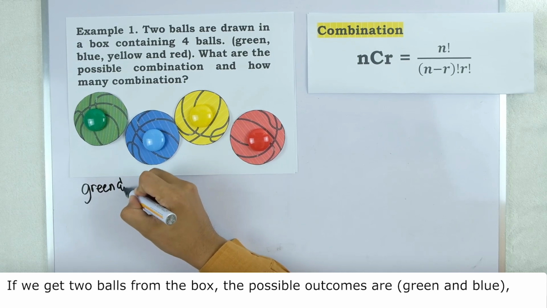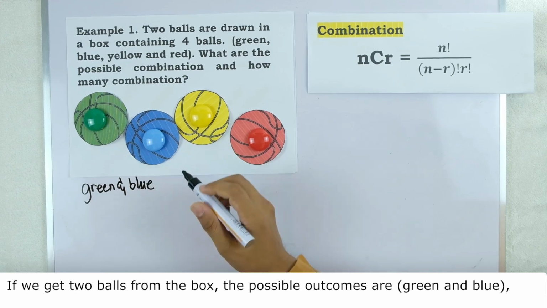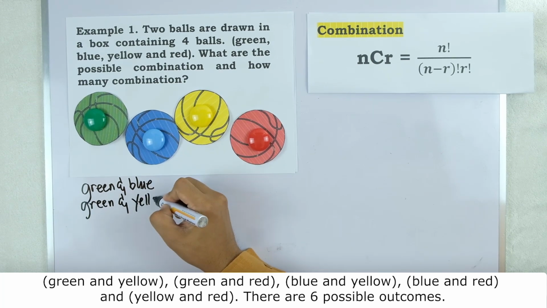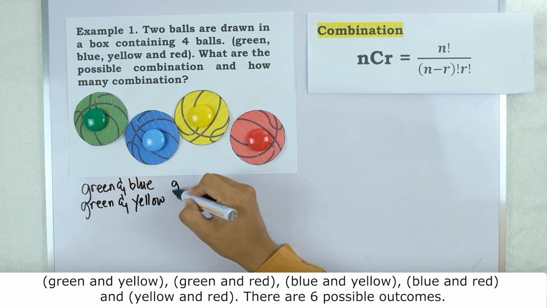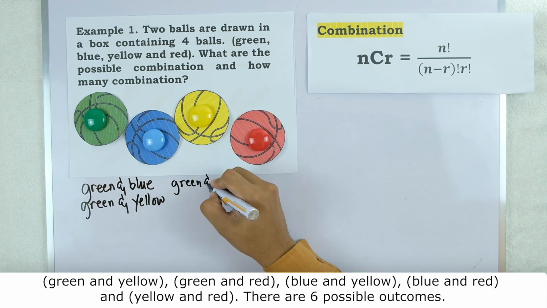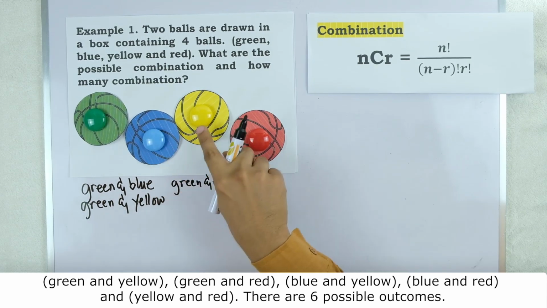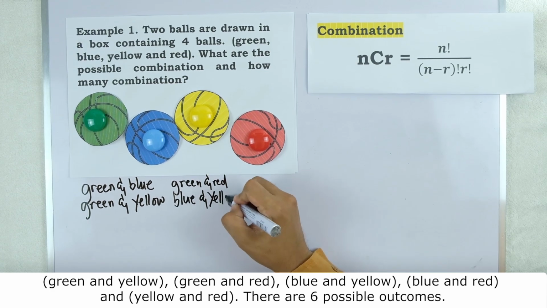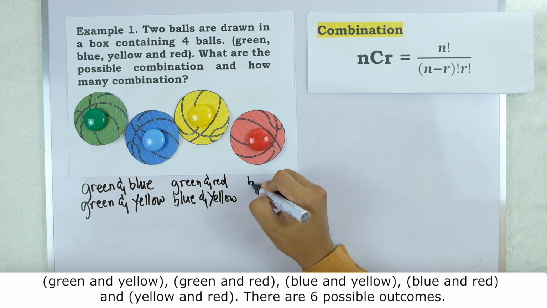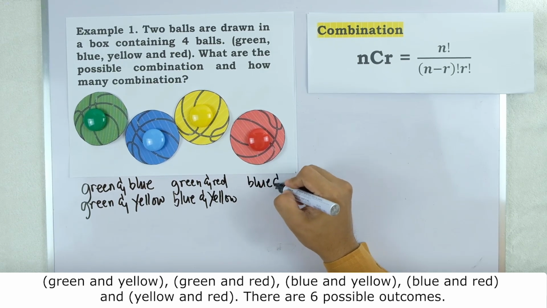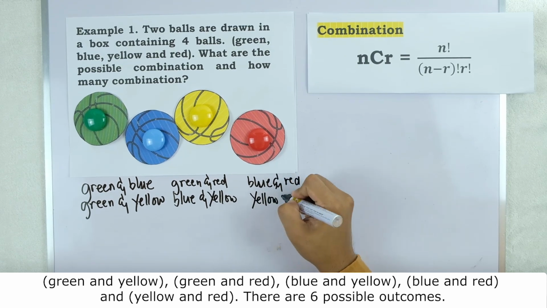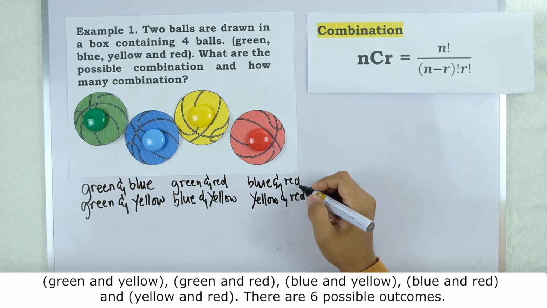green and blue, green and yellow, green and red, blue and yellow, blue and red, and last, yellow and red. There are 6 possible outcomes.